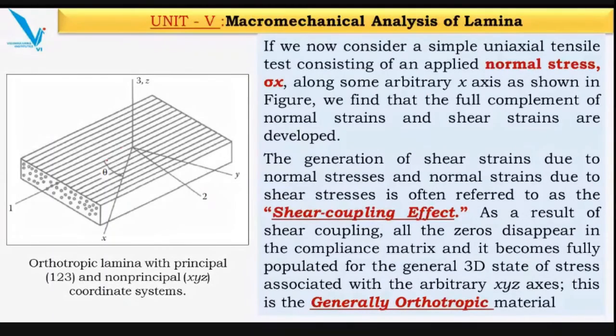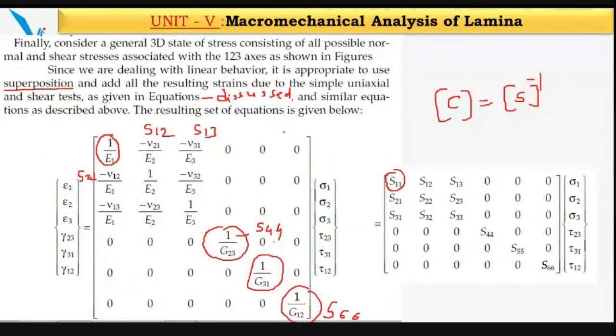Okay, at any angle theta. So this is at any angle theta. So we discussed the previous equation, I will show. What is this equation for? You might have forgotten by now. This is for the specially orthotropic lamina, and that's why these got reduced to zero.